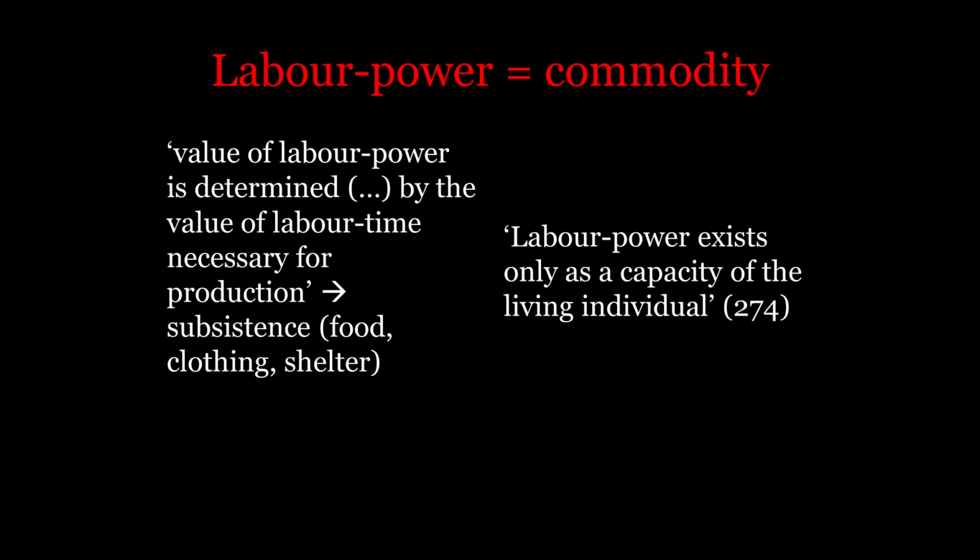But, right, so the labor power is a commodity, and the value of labor power is determined by the value of labor power necessary for production, right? You think back to last week's reading as well. It's about socially necessary labor time, and in order for labor time to create something, you must have subsistence, food, clothing, shelter, and this labor power exists only as a capacity of the living individual, and this living individual obviously must eat, and must feel relatively sheltered and must have clothes on her back.